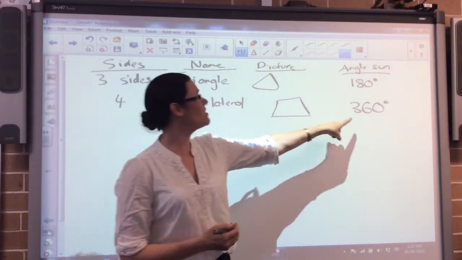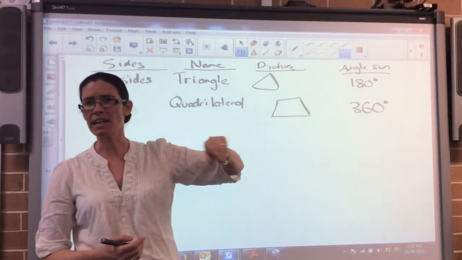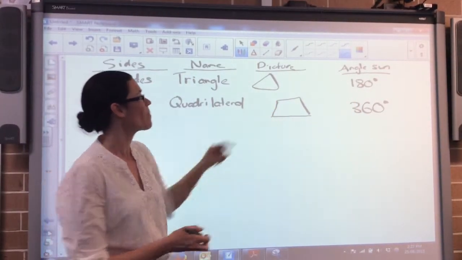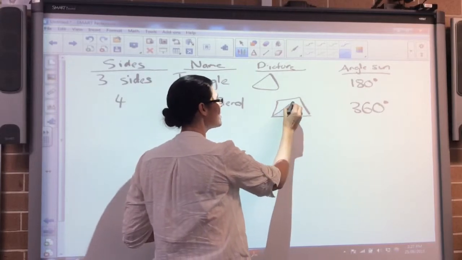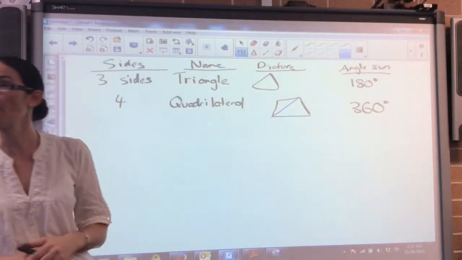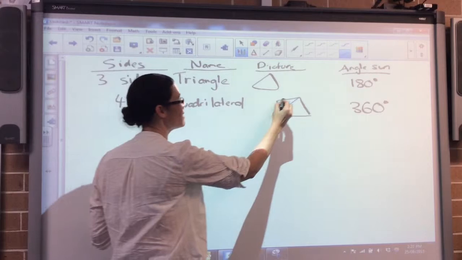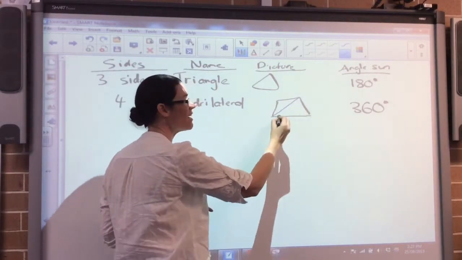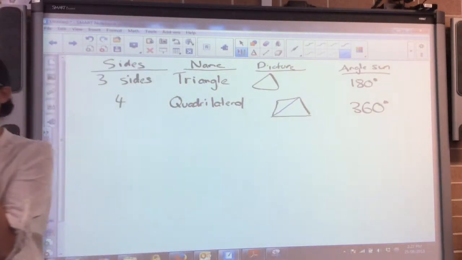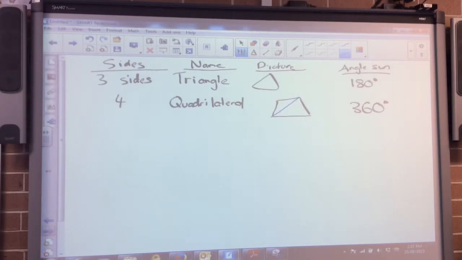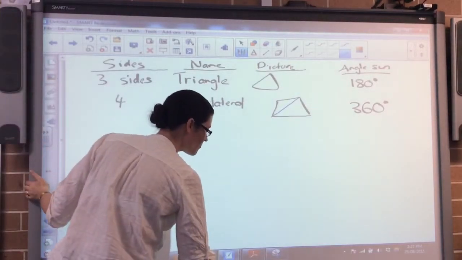So we know 360 is twice 180. Let's look at this picture here. If I look at that, can you see it's 2 triangles? There's a triangle here, and a triangle here, so I've got 1 triangle plus another triangle, 180 plus 180, 360. Alright, let's go to the next one.